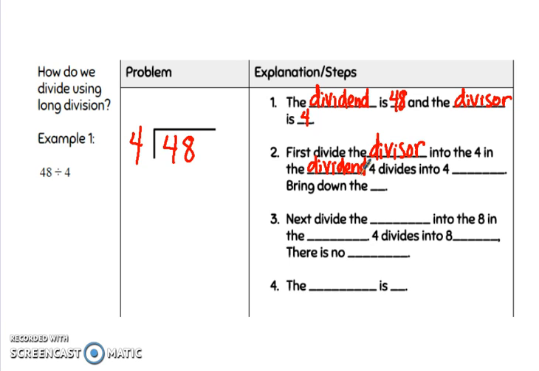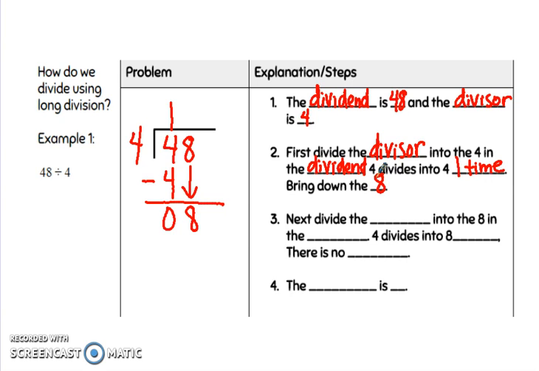4 divided by 4 goes in there one time. So 4 divides into 4 one time. You do the multiplication. 1 times 4 is 4. You do the subtraction, and you bring down the 8.